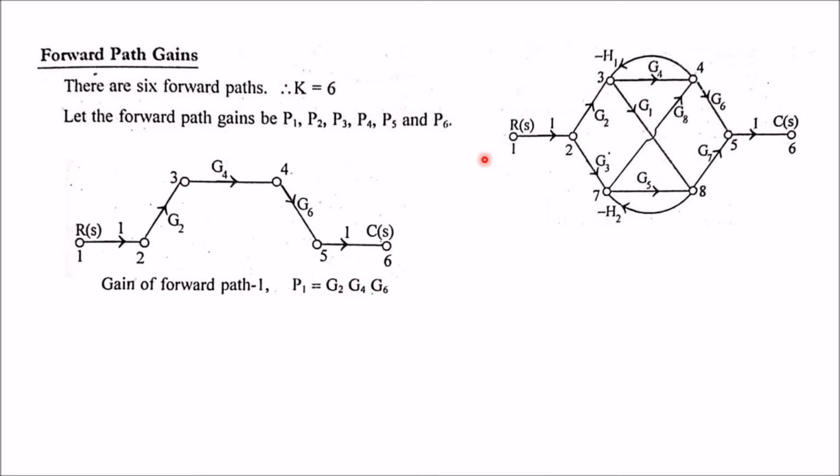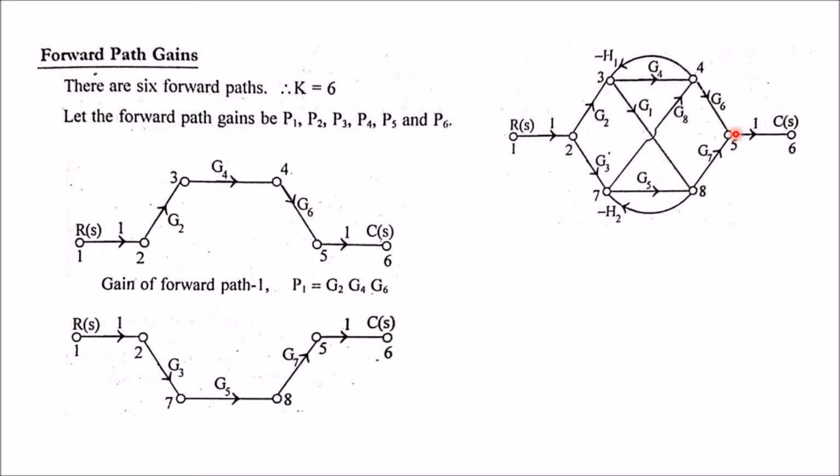Similarly, another path can be the lower path: 1 to 2, 2 to 7, 7 to 8, 8 to 5, 5 to 6. You just see the direction of the arrows. By seeing the arrows, you can trace this path. So this will be another path. And similarly, the path gain will be the multiplication of all the transmittances, which is nothing but P2 equal to G3, G5 and G7.